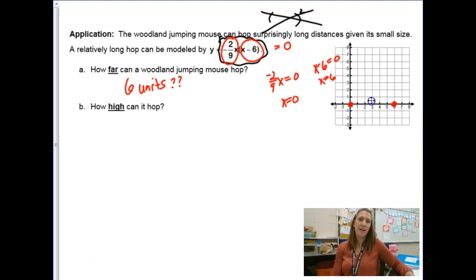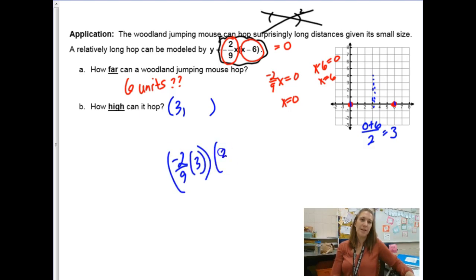How high can it jump? Well, in order for me to determine that, I have to figure out where the vertex is. So I know the vertex is smack dab in the middle of 0 and 6. So wouldn't that be at x equals 3 somewhere? So to figure out how high, I've got to go ahead and plug that into the function. So negative 2/9 times 3. So that's my first plug-in. And then 3 minus 6. So let's see here. That's negative 2/3 times negative 3. Negatives cancel, 3's cancel, and I get 2. So the vertex is at the ordered pair of 3, 2.